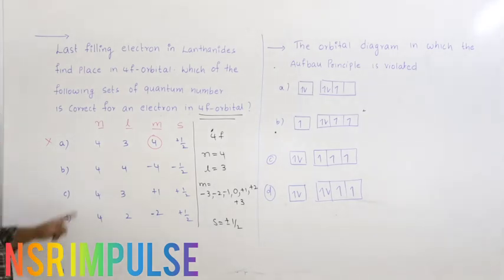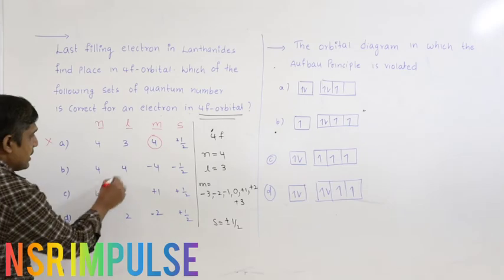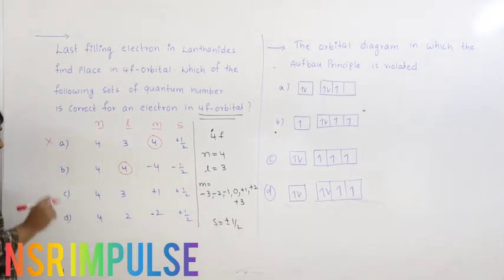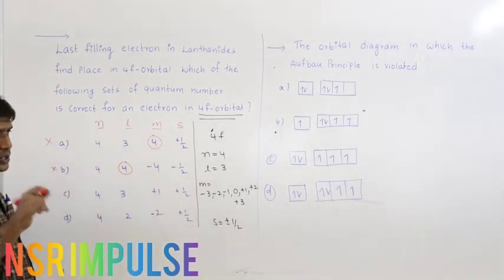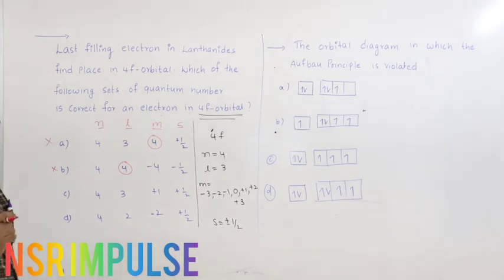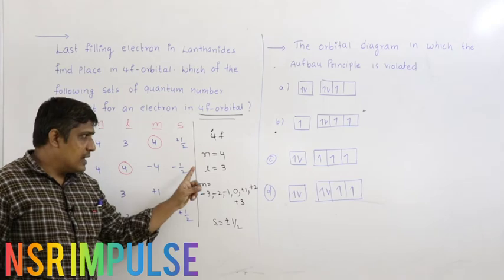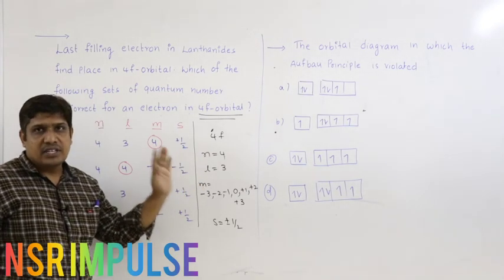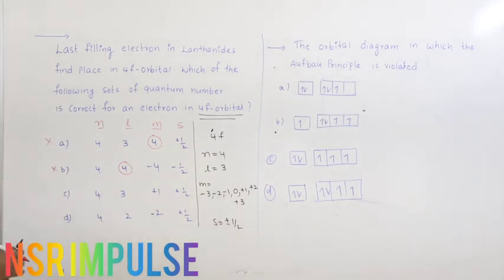Next, n is 4, correct, L is also 4. L cannot be 4, L cannot be greater than the n value. L equals 0 to n minus 1. What are the possible values for L? 0 to n minus 1. If n is 4, then L values can be between 0 to 4 minus 1, that is 3: 0, 1, 2, 3. So it cannot be 4.